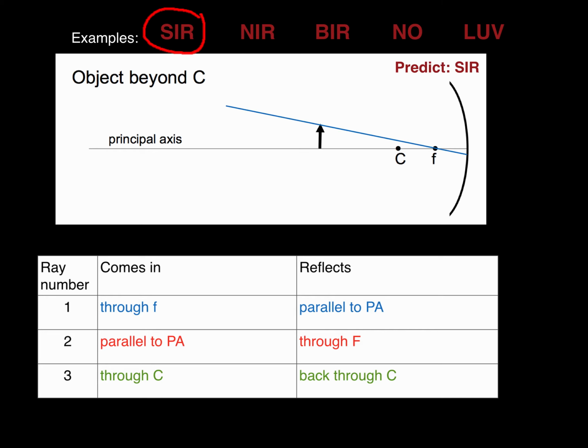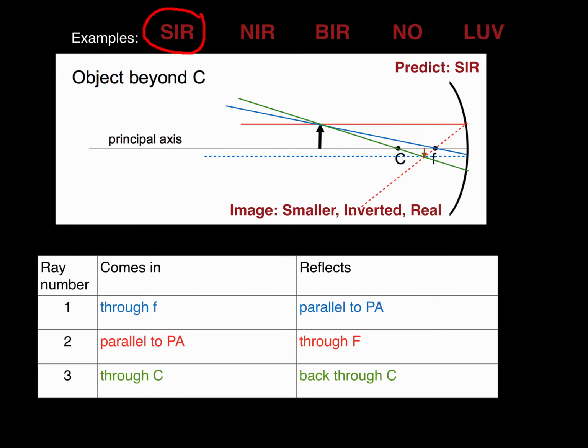We draw our 3 lines. The first line is a line that comes through the focus, hits the mirror, and reflects back parallel to the principal axis. The solid line is the incident ray. The dotted line is the reflected ray. The second line comes in parallel to the principal axis and reflects through the focus. The third line comes from the object through the center, hits the mirror, and reflects back through the center. We can now draw a little arrow pointing at the intersection of our 3 reflected rays. This arrow is smaller, inverted, and since it's on the real side of the mirror, it's also real.